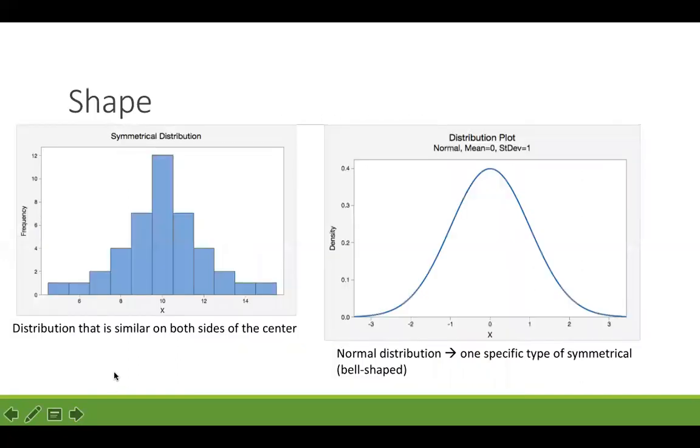So shape. These two types of shapes are similar. Shown on the left is a symmetrical distribution, which is a distribution that is similar on both sides of the center. You can see that the bars are symmetrical to each other as they go from the center to the left and to the right. Next to it is a normal distribution, which is a specific type of symmetrical distribution. The normal distribution is bell-shaped, and it has a mean of 0 and a standard deviation of 1.